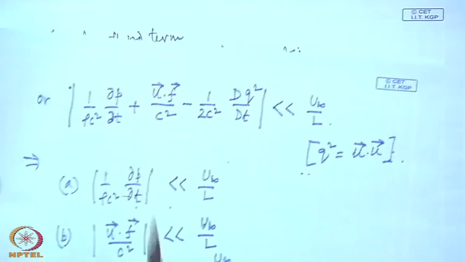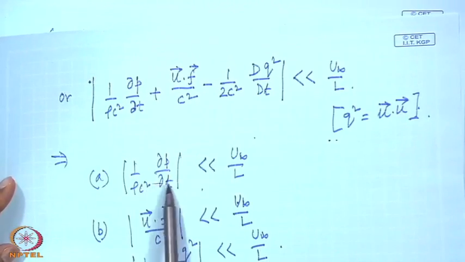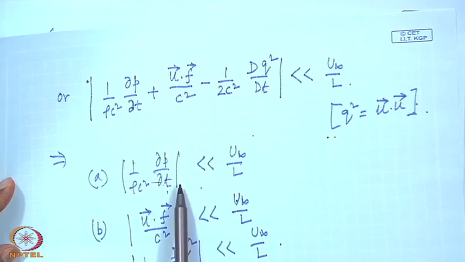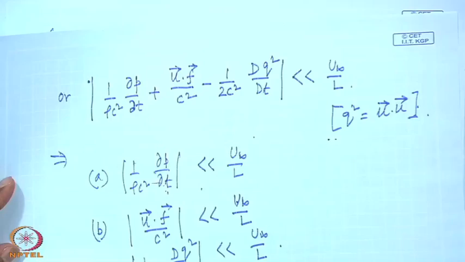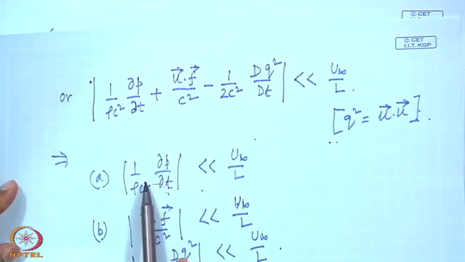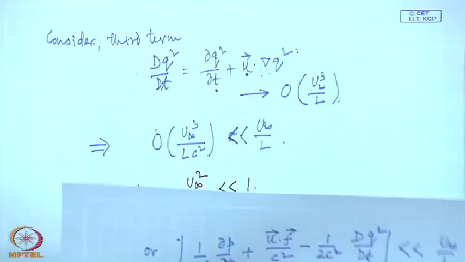This is present only if the flow is unsteady also. This is present, that is the first of the condition. The first of the condition is only valid when there is some unsteadiness, time dependence. If there is no time dependence, everything is remaining independent of time, then of course this is not of any concern.